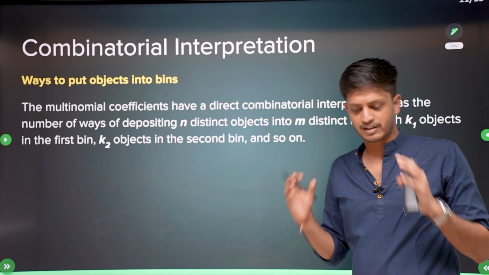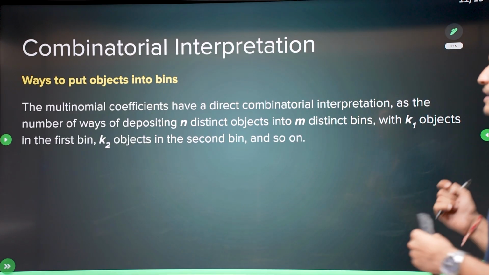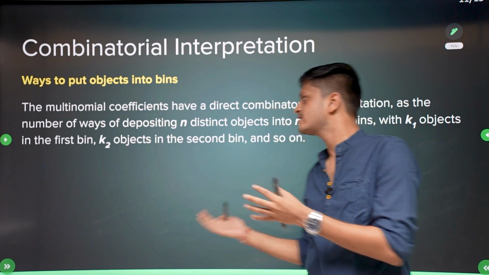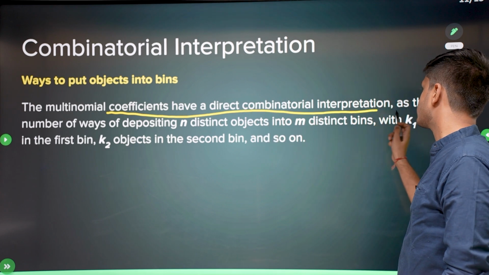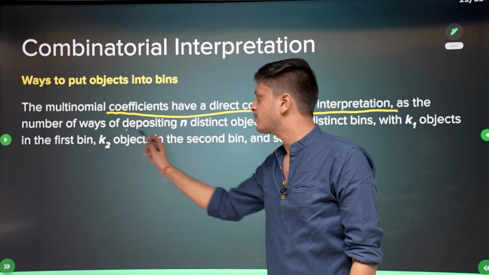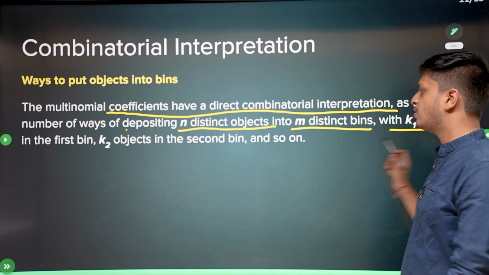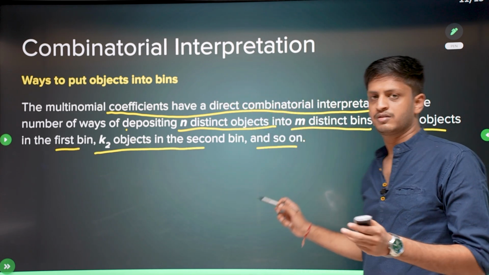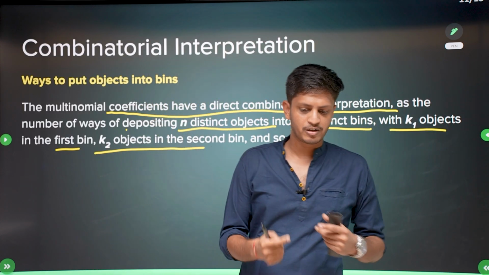So if you want to see the final combinatorial interpretation, this is how you say it. The multinomial theorem is nothing but the ways in which we put objects into bins. So the multinomial coefficient has a direct combinatorial interpretation as the number of ways of depositing n distinct objects into m distinct bins with k1 objects in the first bin, k2 objects in the second bin, and so on. Okay. So we will see more problems on binomial and multinomial theorem.